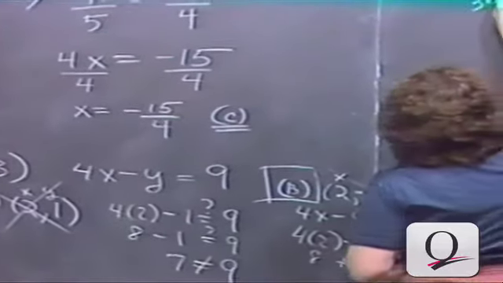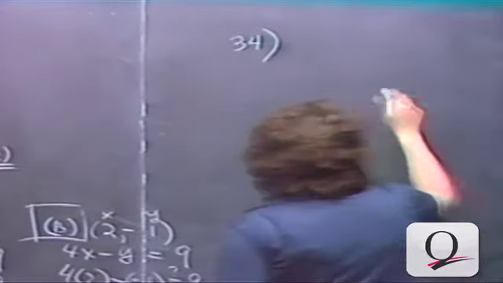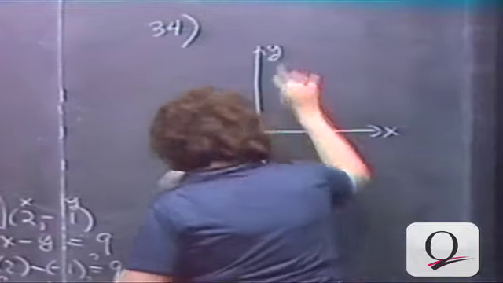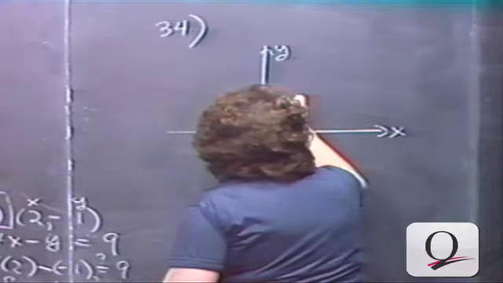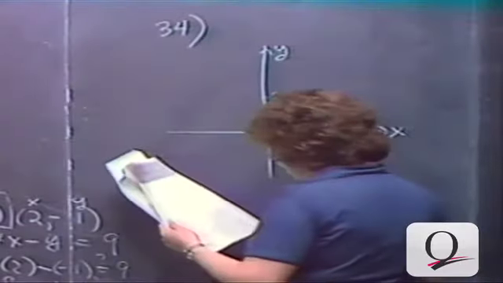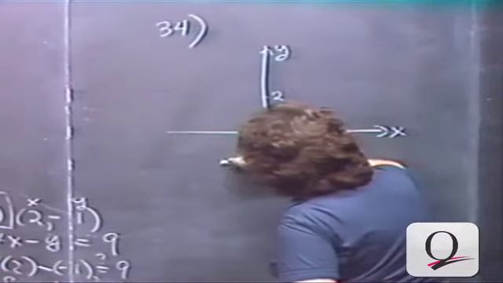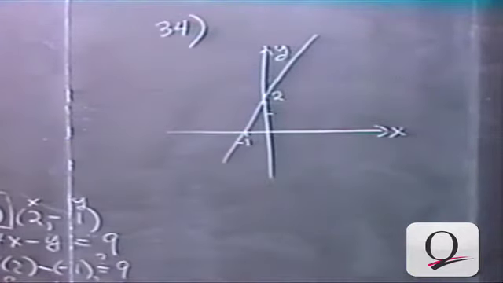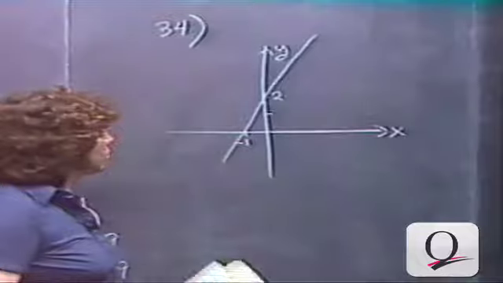Question 34. They ask you to find an equation for a line, and they draw a picture of a line. The line that they give you looks like this. It has a y-intercept of 2 and an x-intercept of -1. And they ask for an equation of that line. There's very often a question like this on the assessment test. They draw the line, and what they're really giving you is 2 points on the line.